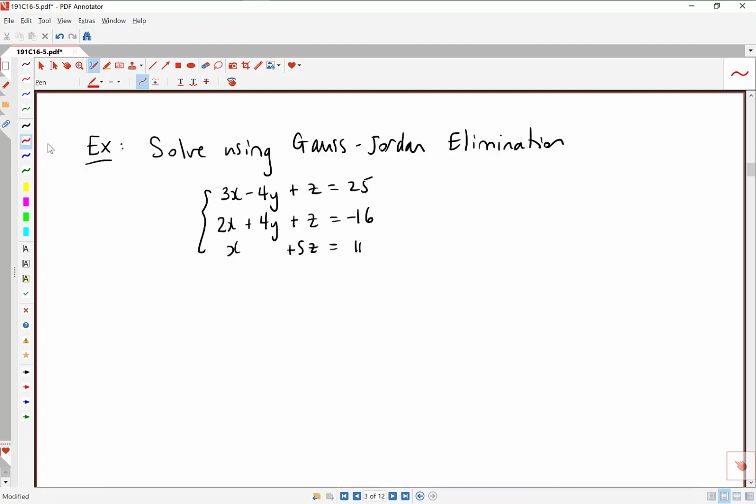So here's our first example. Let's solve this system using Gauss-Jordan elimination. First, we're going to write this system in the shorthand notation. Columns represent our different variables, x, y, and z. The vertical line represents the equal signs. And on the right side, we've got the constants. The first equation in the system, if we pull out the coefficients, becomes 3, minus 4, 1, and then 25. Same thing for the second row: 2, 4, 1, minus 16. And in the bottom row, notice that we have no y's, so we write 0y. And there we have the shorthand version of our system.